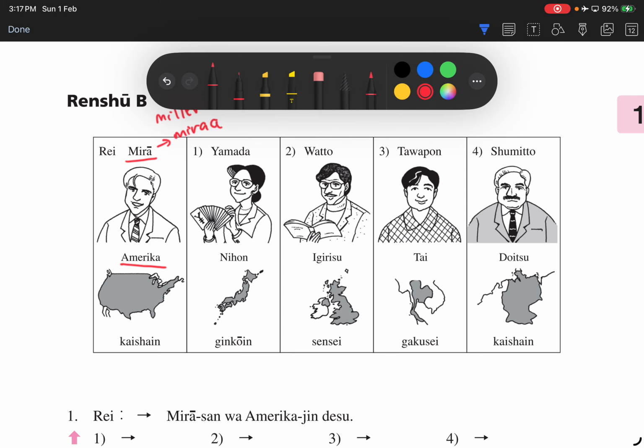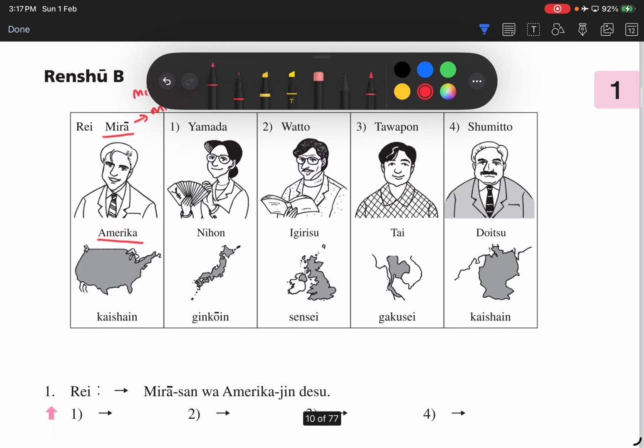Then we have number 1. For my class, usually for homework I'll go one round. Nobody can skip. So starting from here, 智慧, is it? Okay, 智慧, number 1. Yamada-san wa Nihonjin desu. Very good. I won't write it, I believe you all know. Okay, number 2.